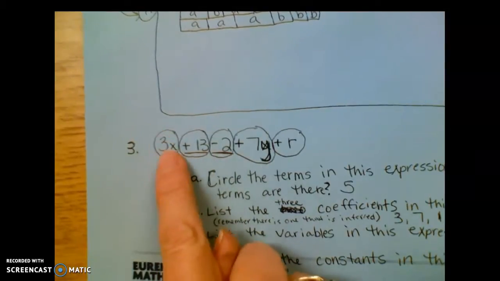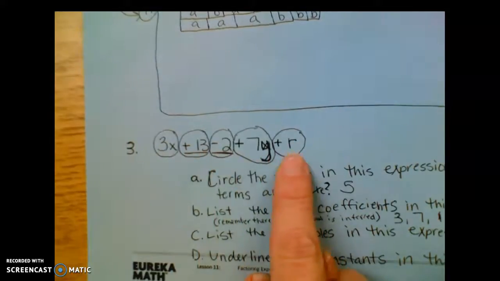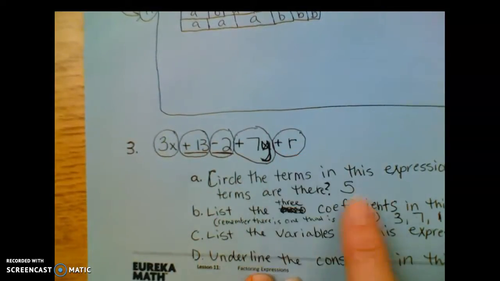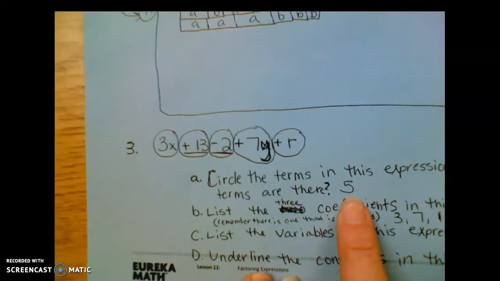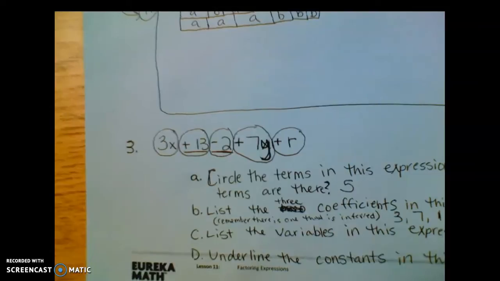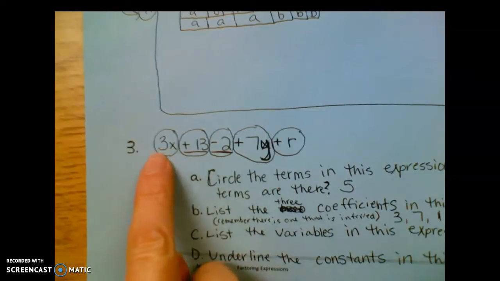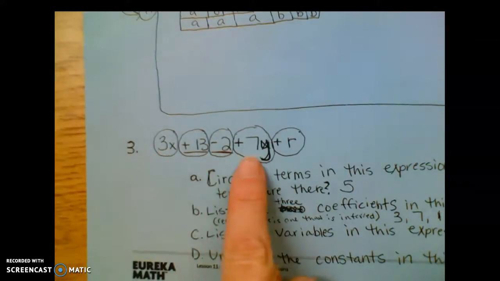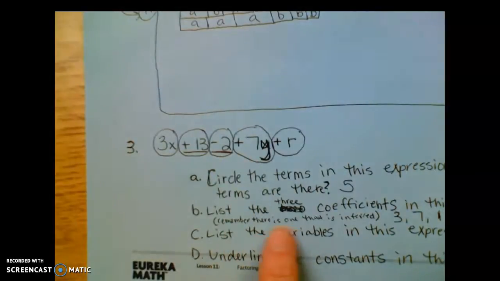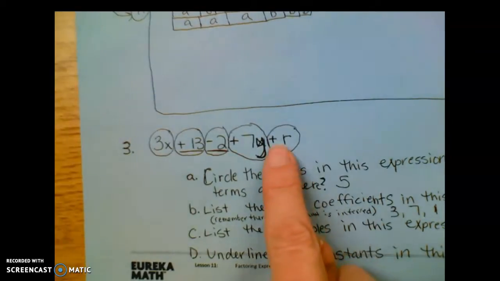So there is 1, 2, 3, 4, 5 terms. So if you got 5, go ahead and give yourself a +1. The coefficients, again, co-workers, co-partners, co-captains, those are things that have to work together. So the things that are working together is this 3, this 7, and then I said, remember, there is one that is inferred. There's one here that we don't write down, but it is still there, and that would be that 1 right there for that 1R.